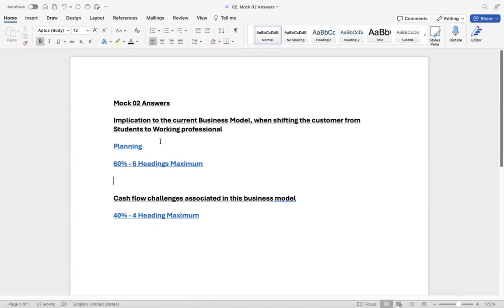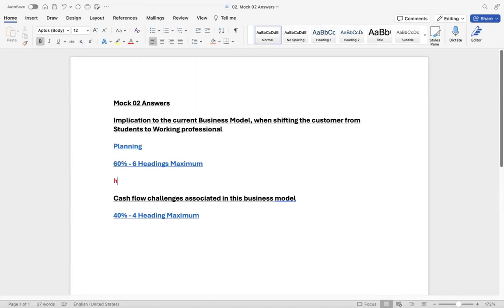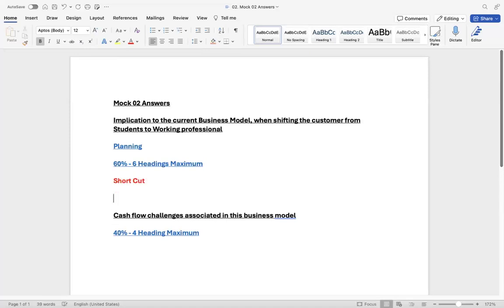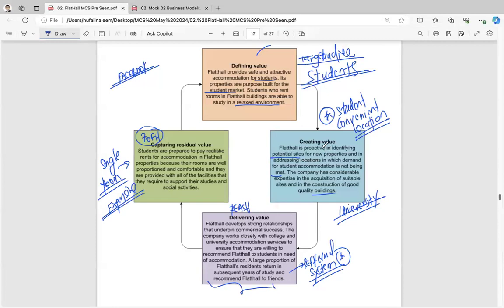Now I have to teach you the shortcut also. Now in the examination, students, the shortcut for a business model question is very easy. Why? The headings are directly from the model. Now how many headings are there? Defining, creating, delivering, capturing.